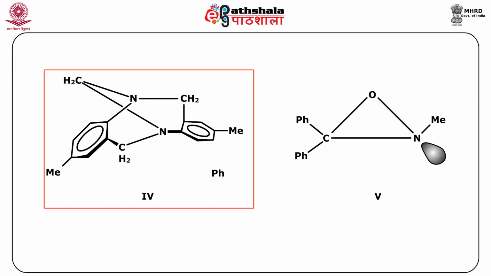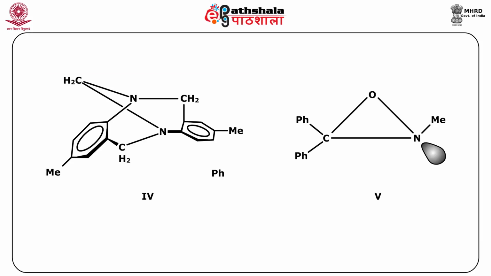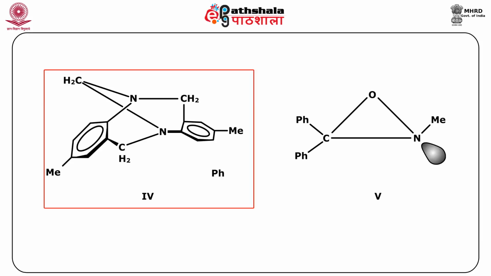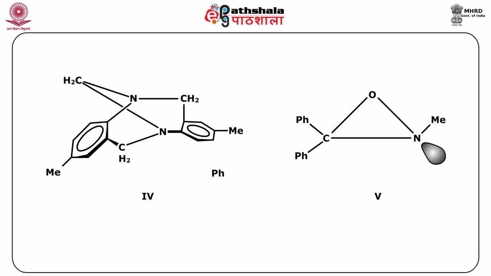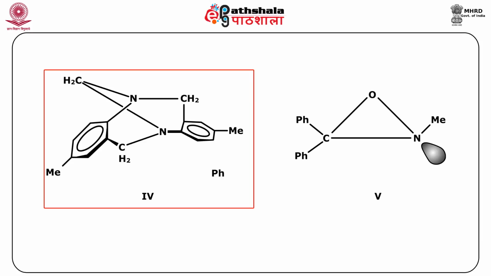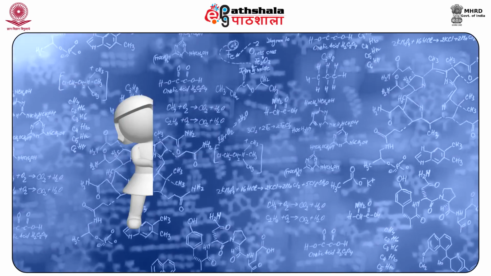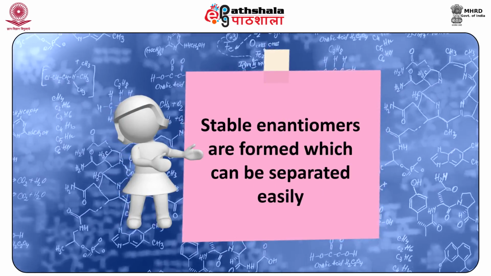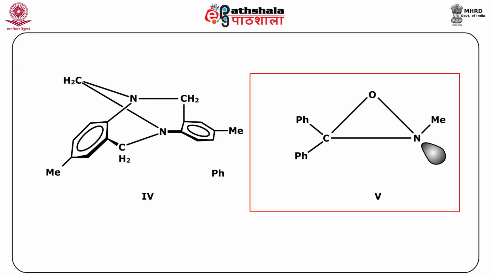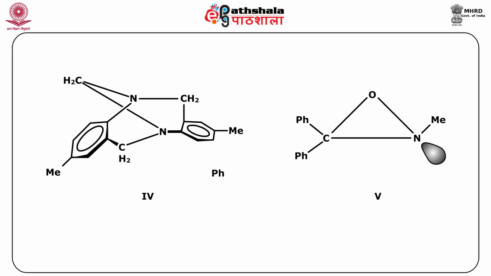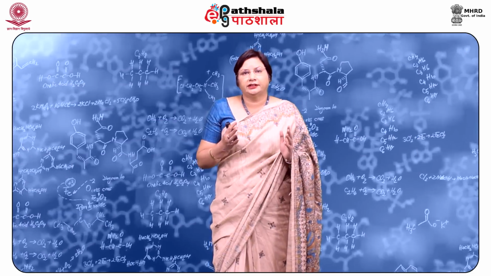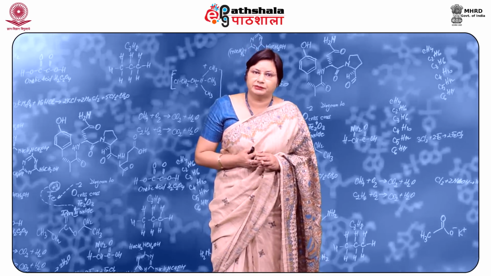For example, consider this case, which is Tröger's base, shown as the structure here. Nitrogen is placed on a bridgehead, and obviously inversion cannot take place without breaking a bond. Therefore, stable enantiomers are formed which can be separated easily. Another example, as you can see here, is the 2-methyl-3,3-diphenyl oxaziridine, which is structure 5, which exists in its optically active form, which is levorotatory. So, you can see that this also will be able to exhibit stereochemistry.